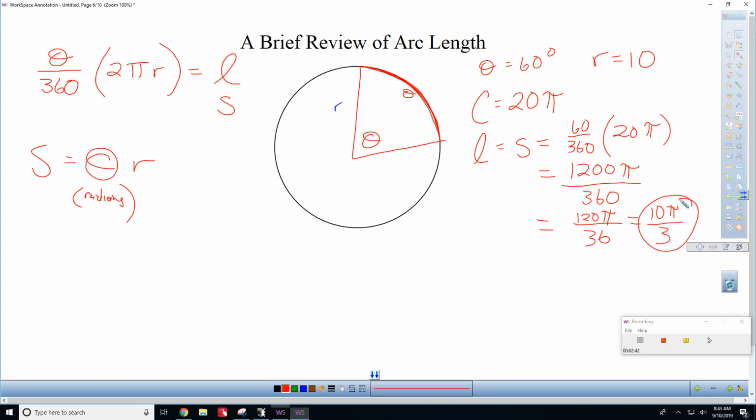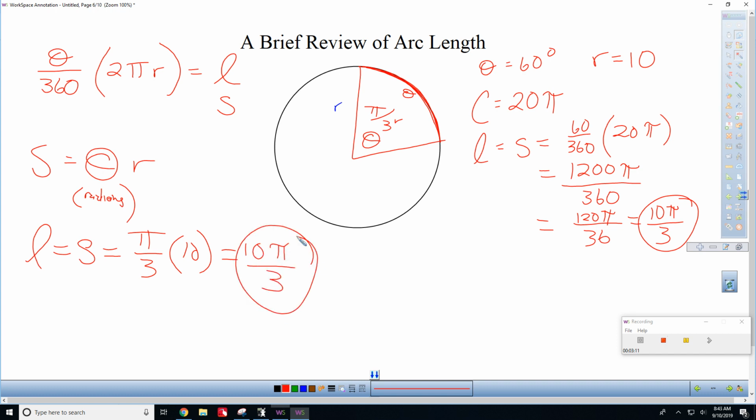Okay, now in radians, to find the arc length, which we're now going to call S, how many radians is 60 degrees? Well, that's pi over 3 radians. Okay, so it's pi over 3 times the radius, 10. Aha, that is much easier. So as you can see, when we're dealing with arc length, it's really a lot easier to deal with radians. So remember, to find the arc length, it's just the radians times the radius.